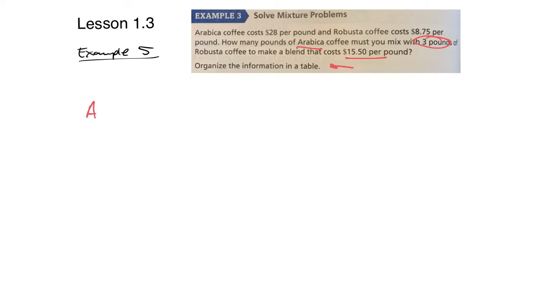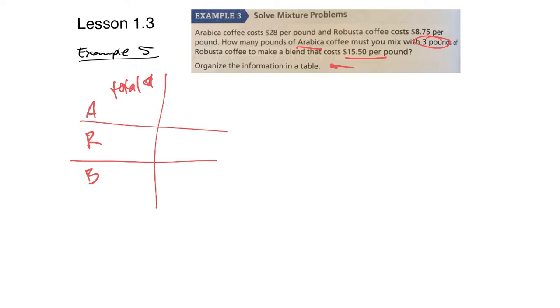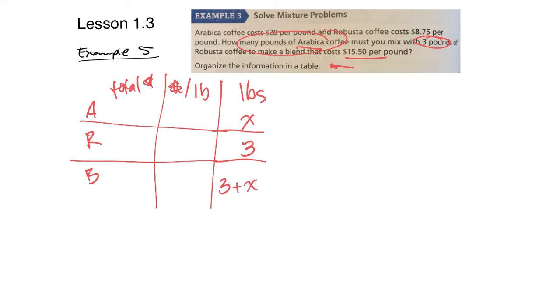So here's my table. A stands for Arabica, R stands for Robusta, B is a blend. Okay, I'm going to have my total cost, I'm going to have my cost per pound, and I'm going to have pounds. Okay, how many pounds of Arabica coffee do we need? Well, that's what they're asking. So I don't know. It's a variable for a value that we don't know the answer to. How many pounds of Robusta? 3. Okay. How many total pounds in the blend? Well, it's going to be 3 plus whatever I add from Arabica.